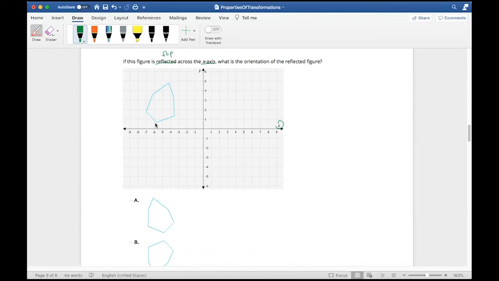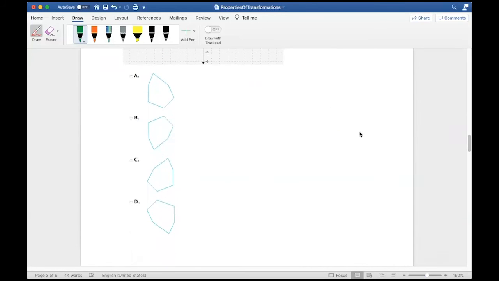The best way to do this would be trying to think, well, if it's going to flip, this is going to flip upside down. So it's going to be this shape, but upside down because it's going to go across that x-axis. And if we look down here, which shape ends up like upside down? So it's just this shape, but upside down. That looks like it's going to be D. So it's that one that ends up upside down.